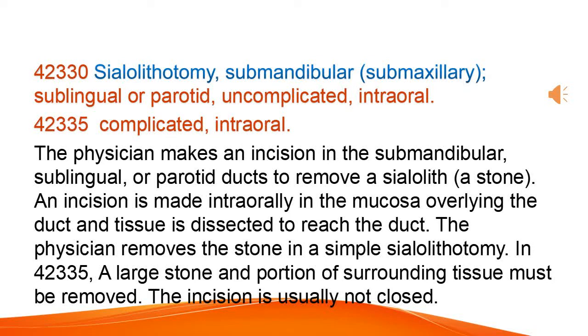An incision is made intraorally in the mucosa overlying the duct and tissue is dissected to reach the duct. The physician removes the stone in a simple sialolithotomy. In 42335, a large stone and portion of surrounding tissue must be removed. The incision is usually not closed.